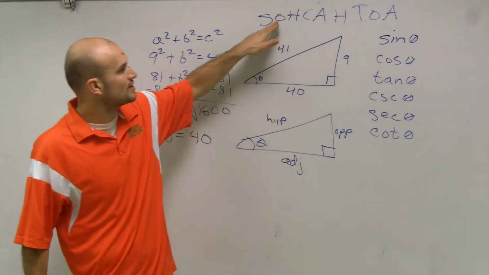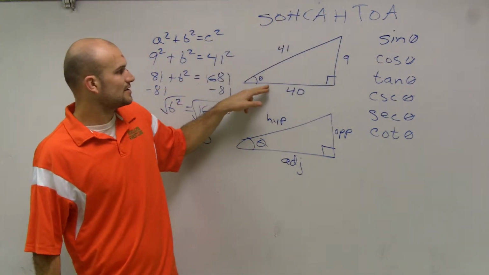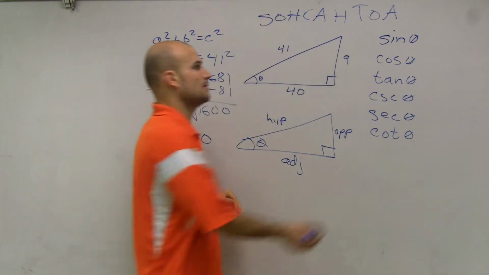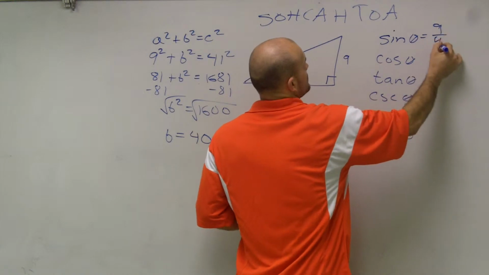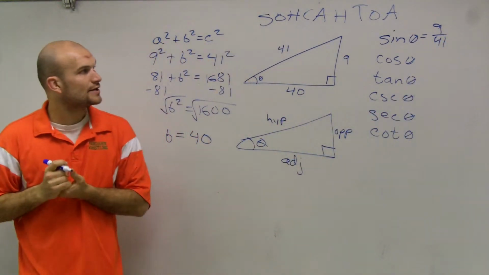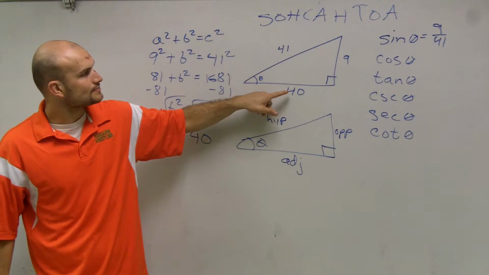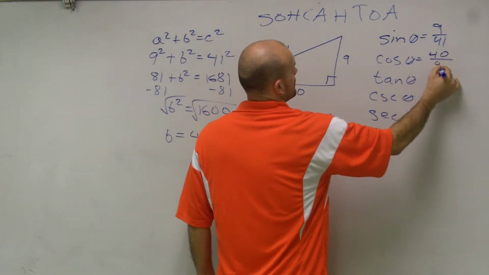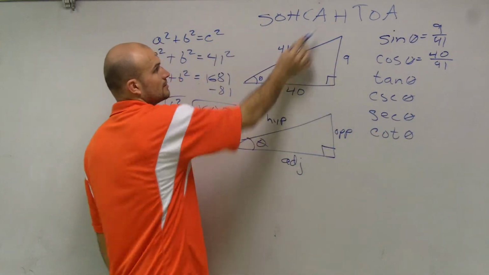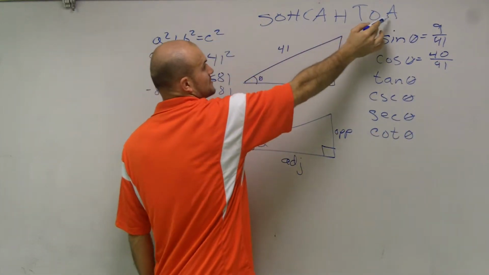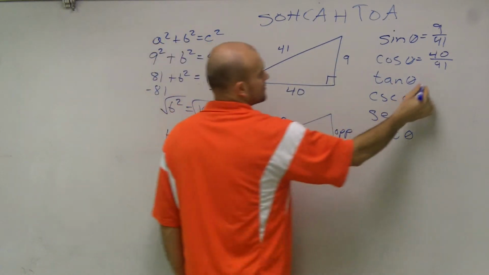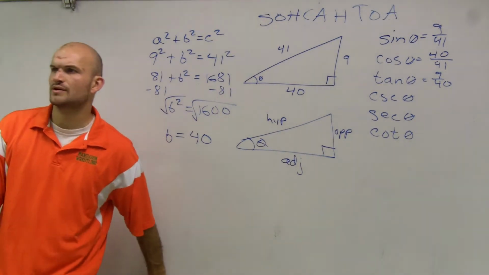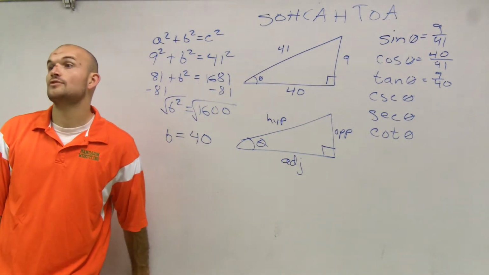So sine, we said, was your opposite over your hypotenuse. So when I look at this problem, I say, all right, the opposite of my theta is 9 over my hypotenuse, which is 41. So for this triangle, sine would be 9 over 41. Cosine is adjacent over hypotenuse. Tangent is opposite over adjacent. So you take 9 over 40. Does everybody have any questions with that? Those are your main 3.